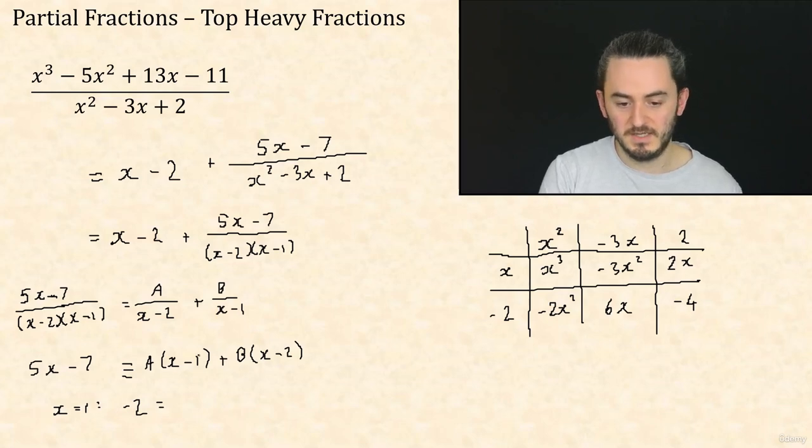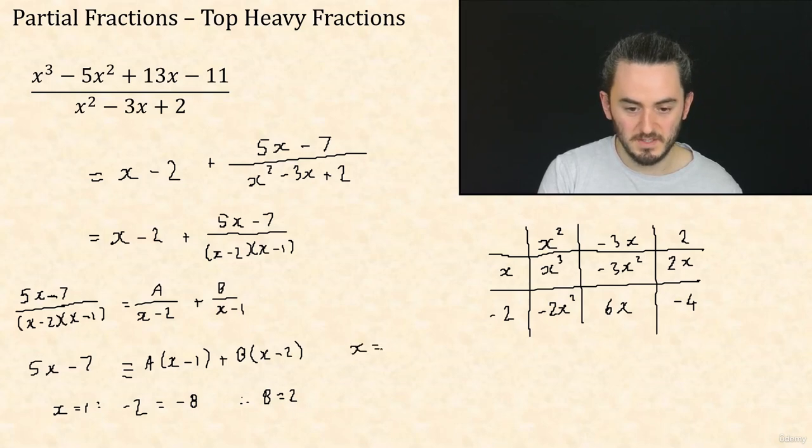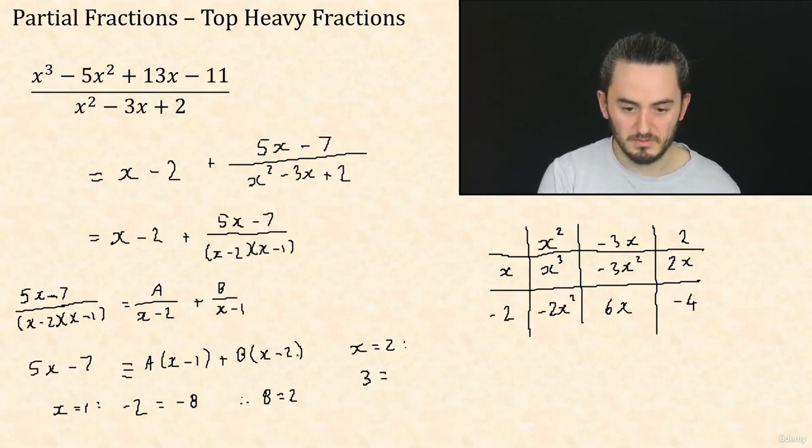And over on the right-hand side I get 0, and then 1 minus 2 is minus 1, minus b. And that means that b is 2. If I sub in x equals 2, well, on the left-hand side, I get 5 times 2, which is 10 minus 7, which is 3. And on the right-hand side, I get 0 over here, but from this bit here, I get a times 2 minus 1, which is just a. So a is 3.